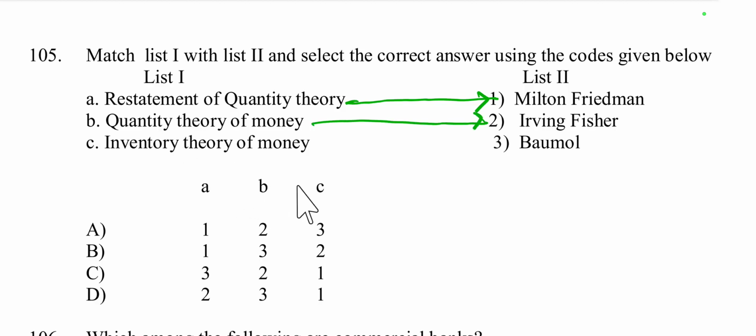The inventory theory of money was given by J.S. Bowman. Milton Friedman restated the quantity theory in monetary terms, and Irving Fisher gave the quantity theory equation MV equals PT, and J.S. Bowman developed the inventory or demand for money theory, explaining how people decide cash holding. So 1, 2, 3 is the right answer. Option A is the right answer.